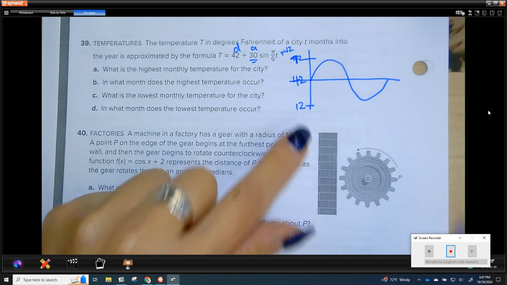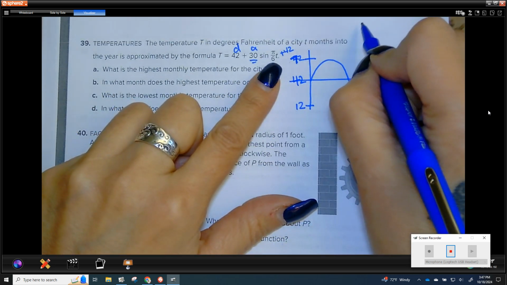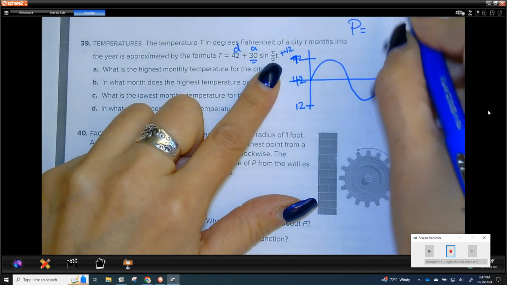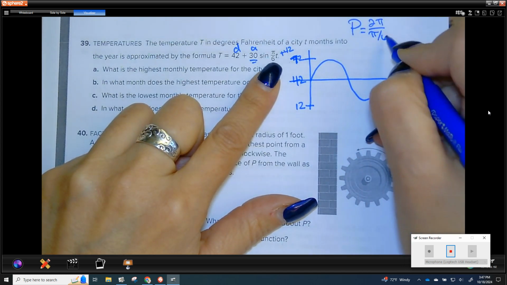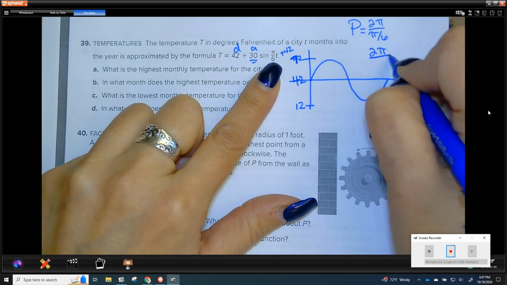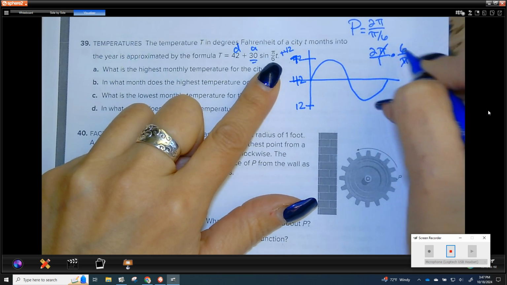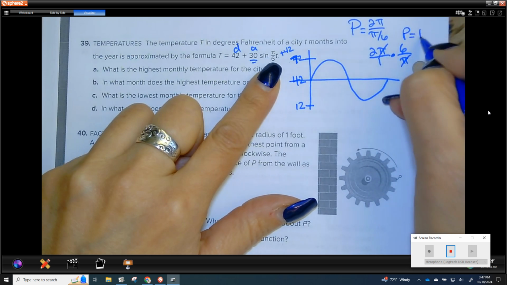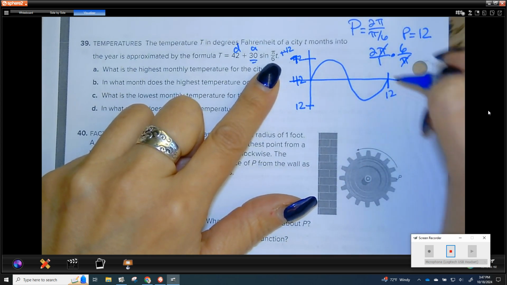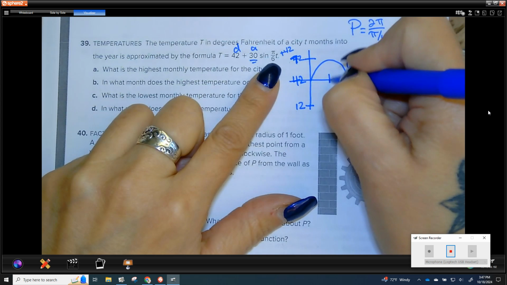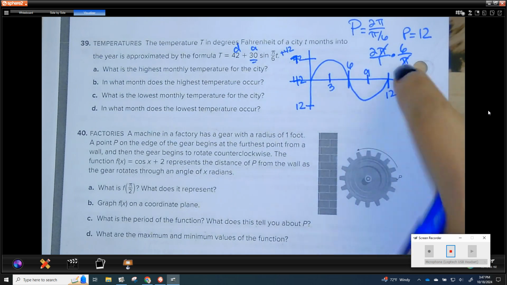42 minus 30. Now, pi over 6, what does that mean? That's a B of pi over 6. So your period is 2 pi divided by pi over 6. What you do is you flip this, so it's 2 pi over 1 times 6 over pi. The pi's cancel. The period is 12. So it takes 12 months to do the whole cycle of weather. Okay? Because that's one cycle of sine.